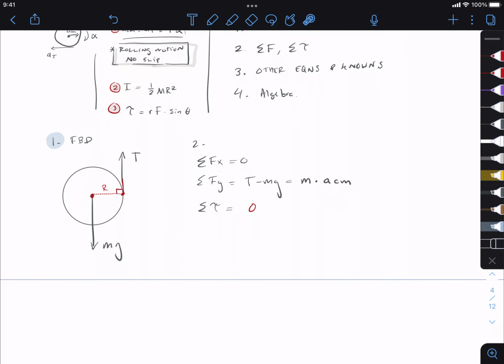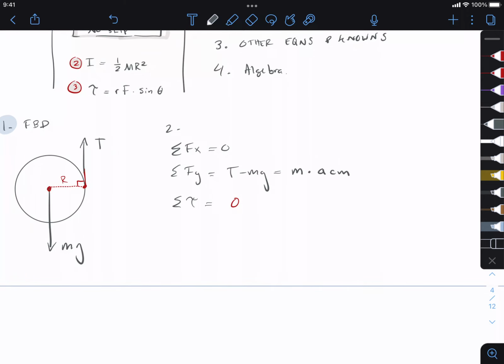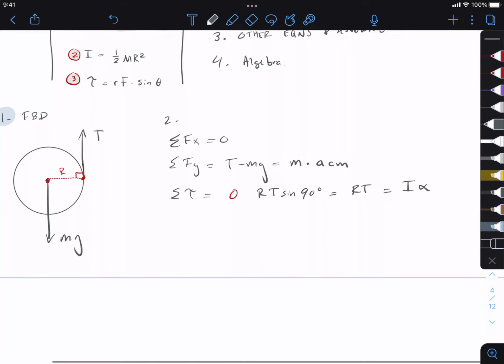And so we have, this is going to be equal to r, right? Or r of our circle times T sine of 90 degrees, which is just going to be equal to rT. And that's going to be equal to I alpha. And we know that this alpha exists because we do have some angular acceleration. This object is rotating.